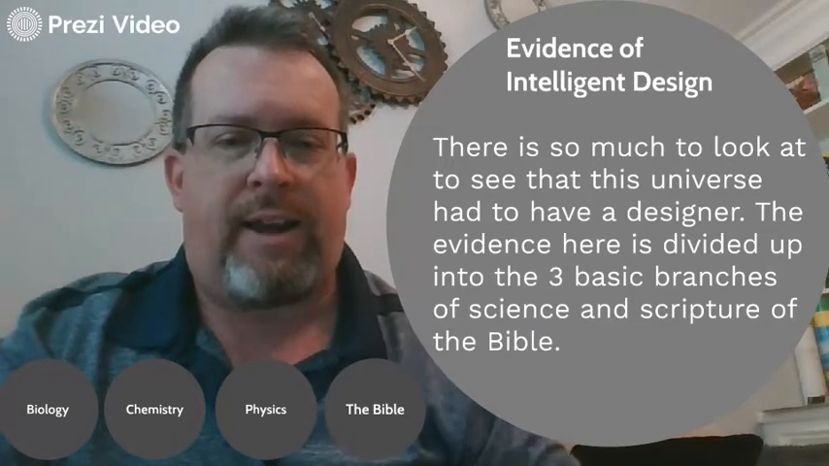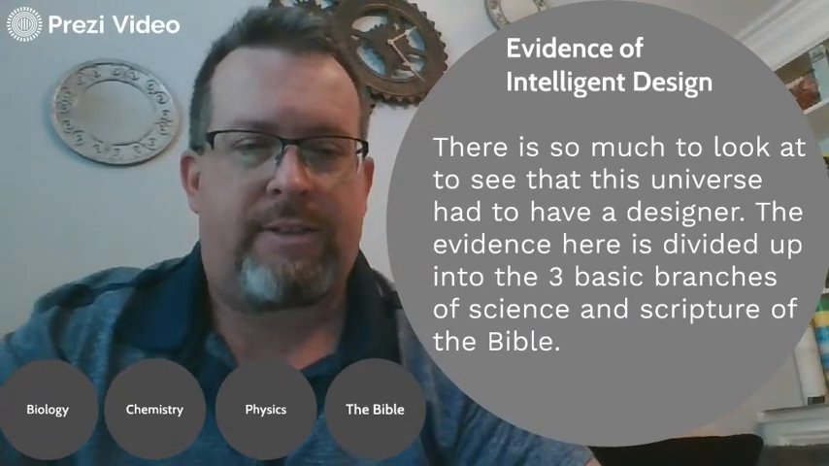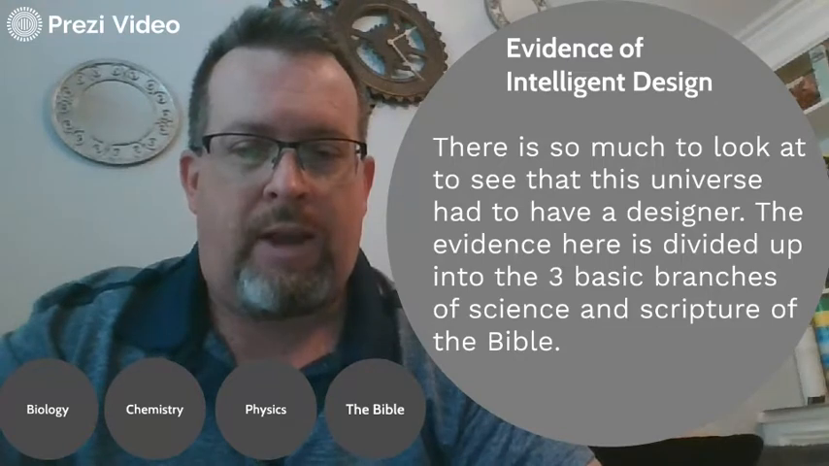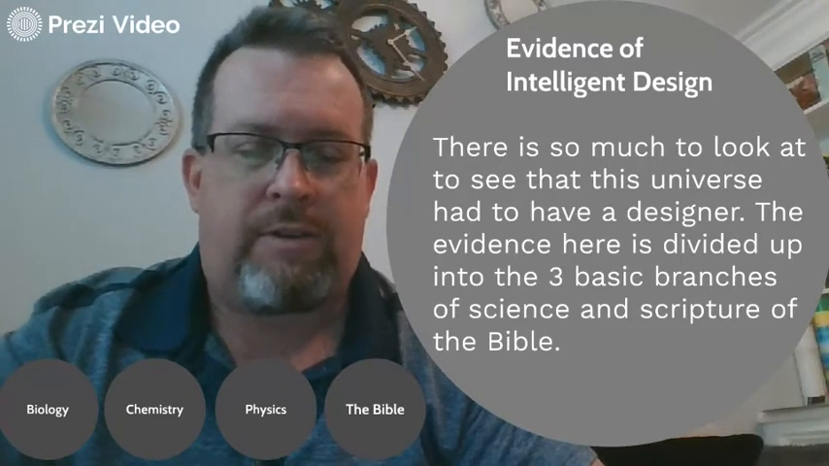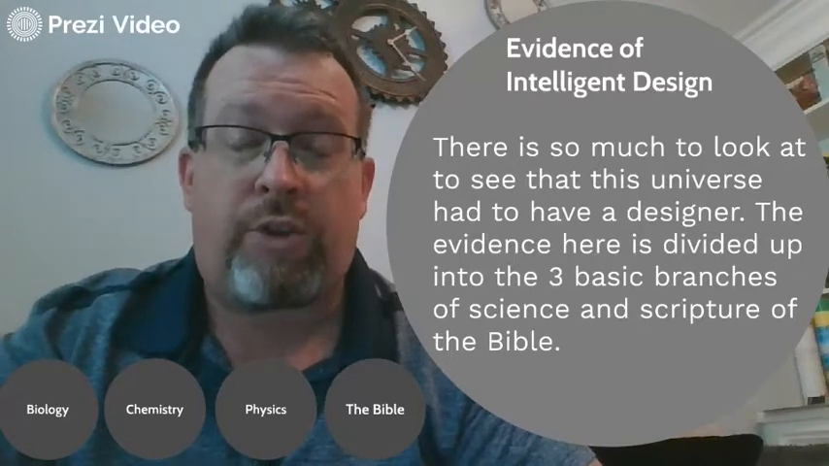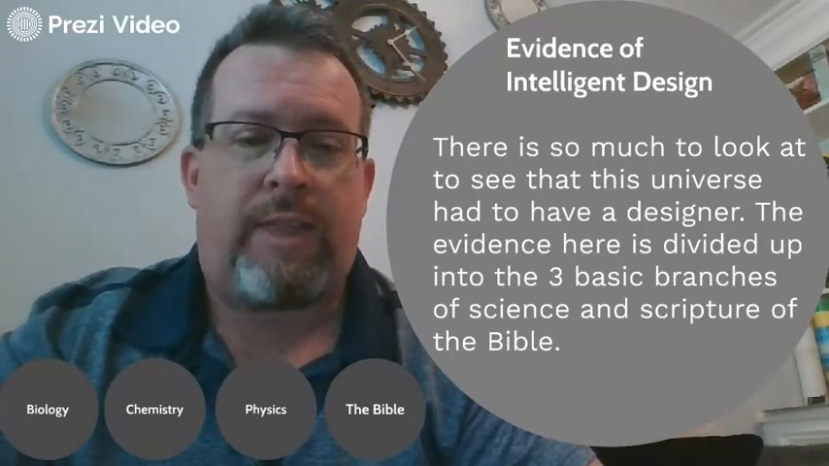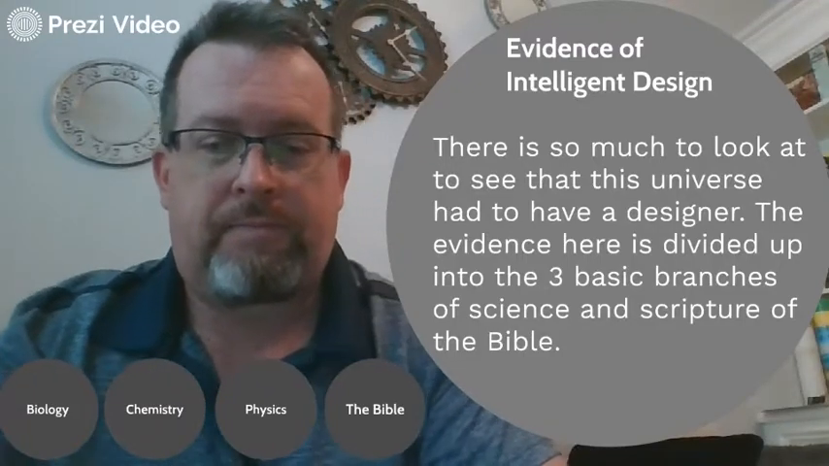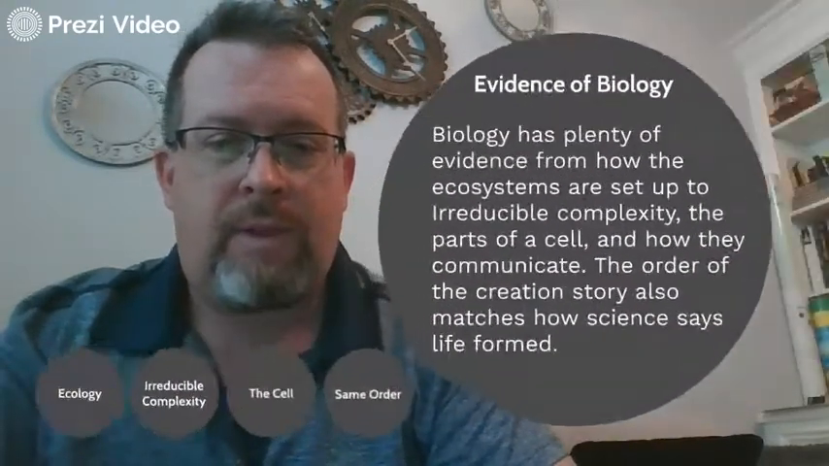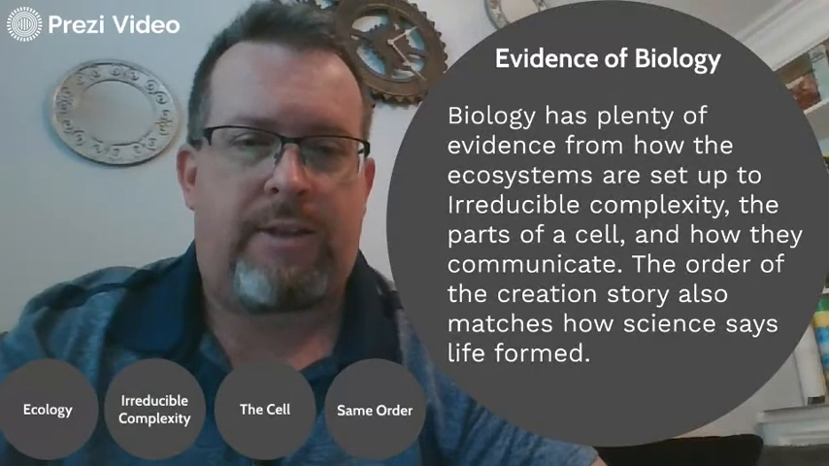The evidence here is divided up into three basic branches of science and the scripture of the Bible. I'm going to go over the biology, chemistry, and physics. We've already gone over some of the physics last chapter, but it's worth going over again because those are some pretty tough concepts. And then we're going to look at the Bible. So let's look at the evidence in biology.